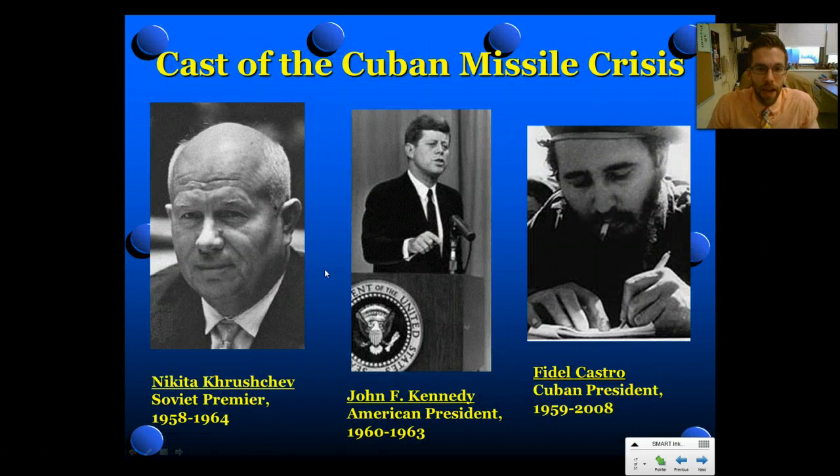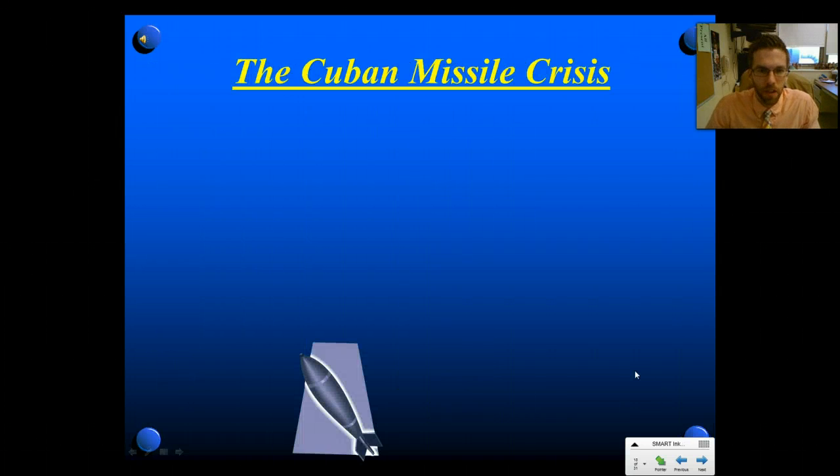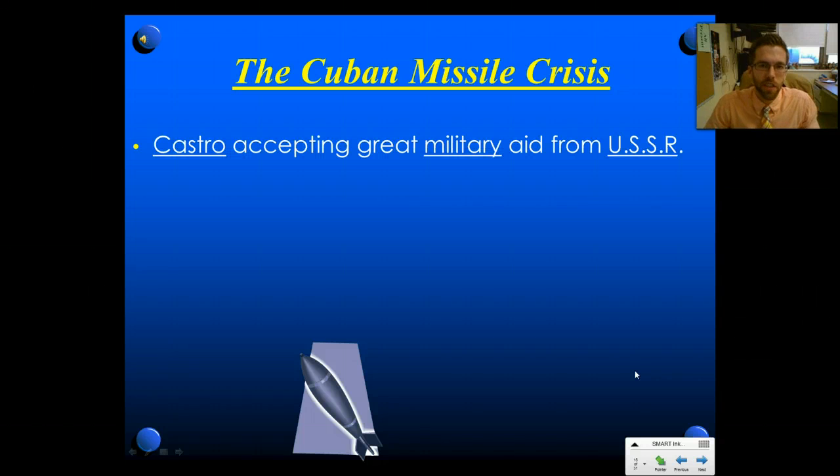The last thing is back to Cuba. So you have Khrushchev, the Soviet leader, Kennedy, the United States president, and Fidel Castro. Hello. The leader, president of communist Cuba. Now, Cuba's getting tons of military aid from the Soviet Union. This is awesome for the Soviet Union. They say, heck yeah, we've got a communist country 90 miles away from the United States. We are going to give them anything they want: food, money, weapons, nuclear weapons.